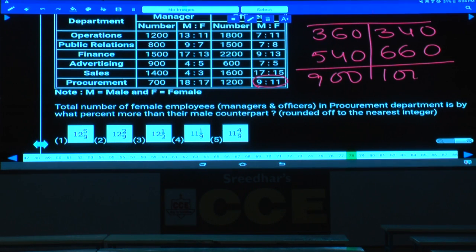Female are 1000. What is your question? Female are what percent more than male? Yes or no? 1000 is how much more than 900? 100. From where? 900. 100 out of 900 is 1 by 9. 1 by 9 in the sense 11 1 by 9.